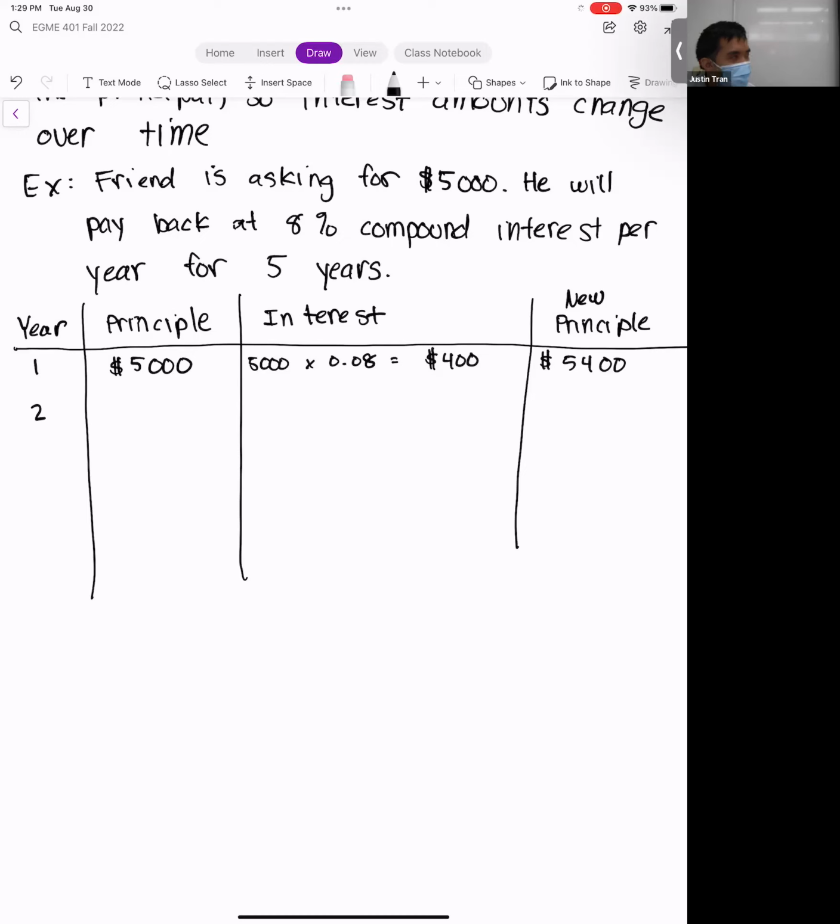And so when we move on to the next year, for year two, the starting principal for that year is whatever the principal was at the end of the previous year. So it's going to be $5,400.